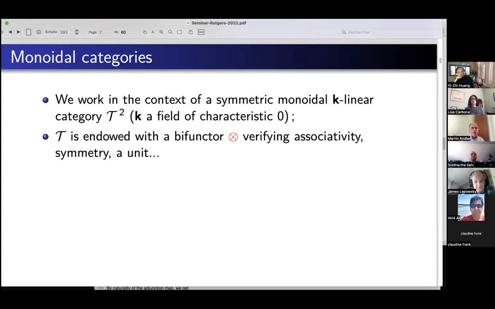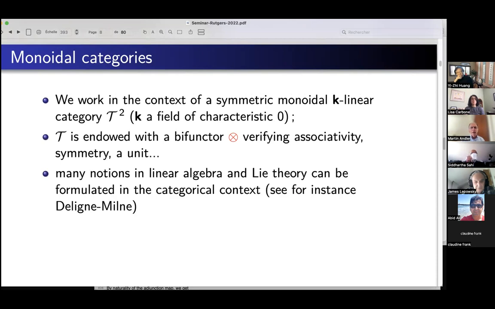Well, quick reminder, but I think you had a colloquium just a few days ago about tensor categories, so you know all about it. So T is endowed with a bifunctor, which verifies associativity, symmetry, it has a unit. And it is well known now, for instance by Deligne and Milne, that many notions in linear algebra and Lie theory can be formulated in this categorical context.